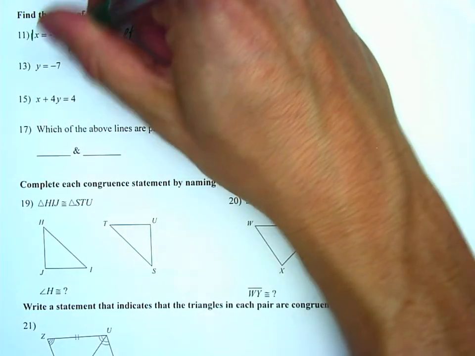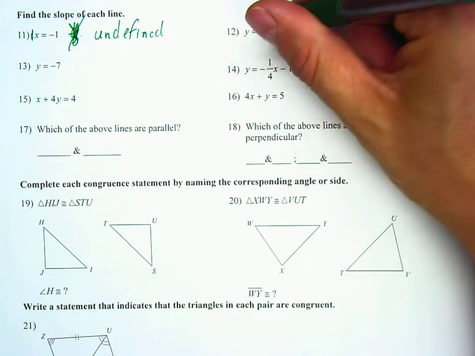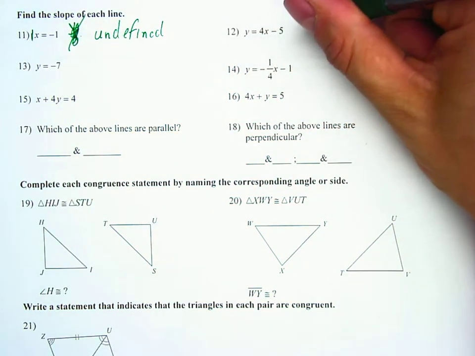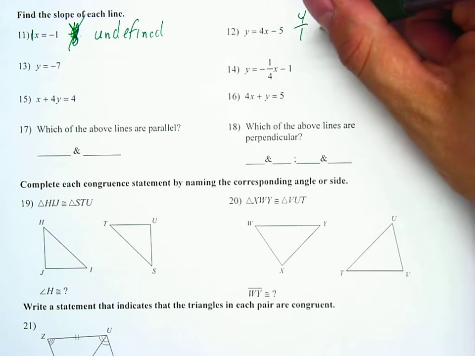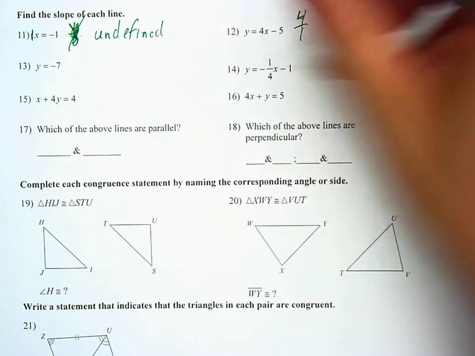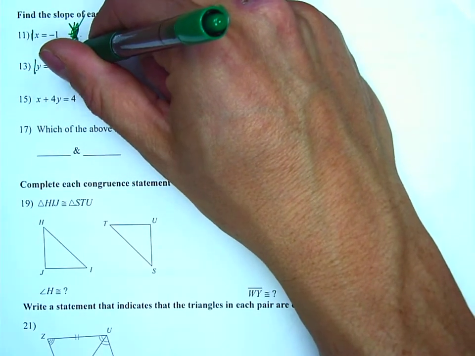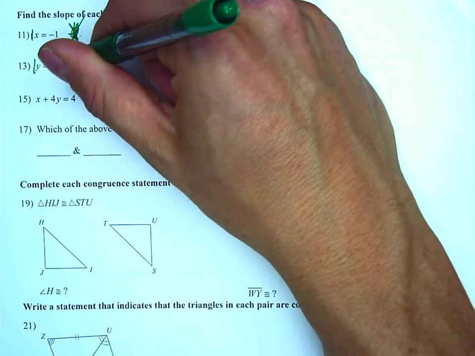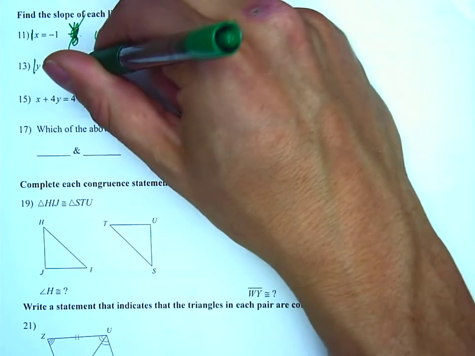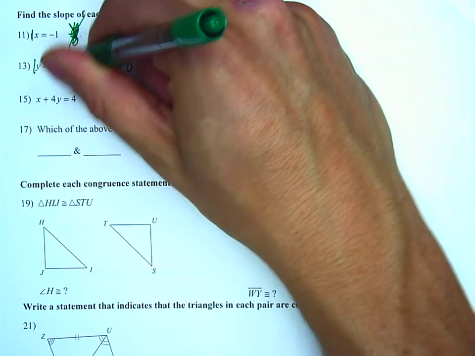Anyway, I don't usually write that part on my test. I just write the word undefined. That's what I'm looking for. Here, the coefficient of y is a 1. The coefficient of x is a 4. So 4 divided by 1. That's my slope. Or simply 4. Here, the coefficient of y is a 1, but there's no x. So I have coefficient of x is 0, because there's no x, divided by 1. Again, I don't usually write this. I write 0. That's what I'm looking for on the test as well.